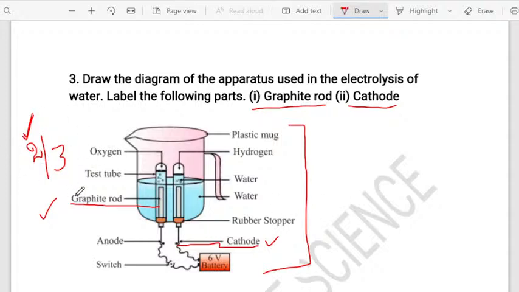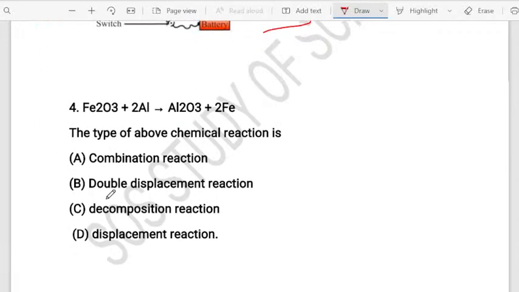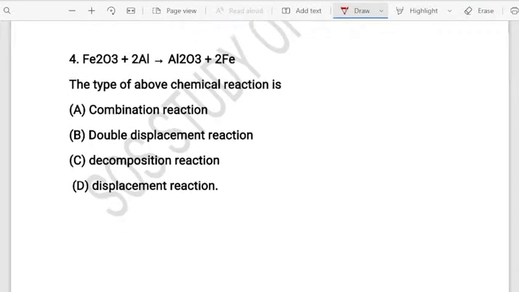Okay, fine. So this is all about one question which is asked in the board exam. All the questions I am discussing now are questions which were already asked in the board exam. Next, dear students, you can check out this question.